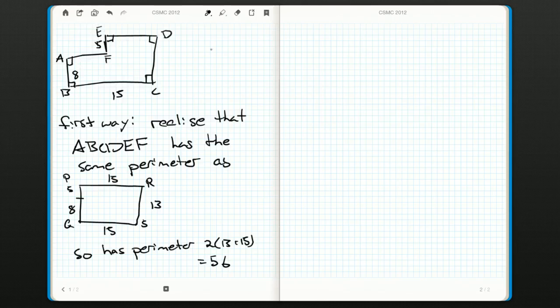But if you didn't want to do that or didn't realize that, that's okay. We all go at different speeds. What we can do is look at it another way. Okay, so second way, we can figure out all these lengths here.